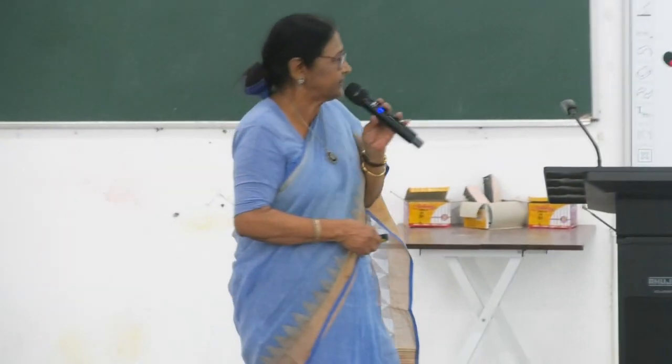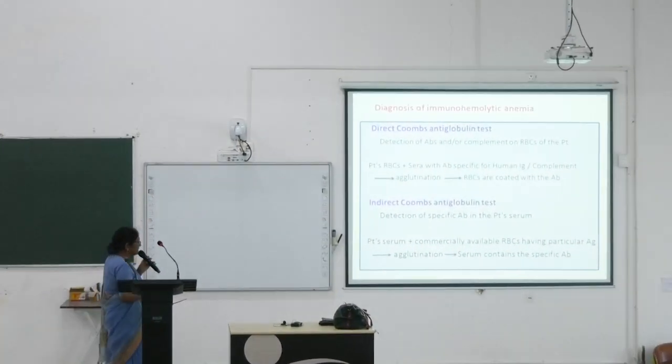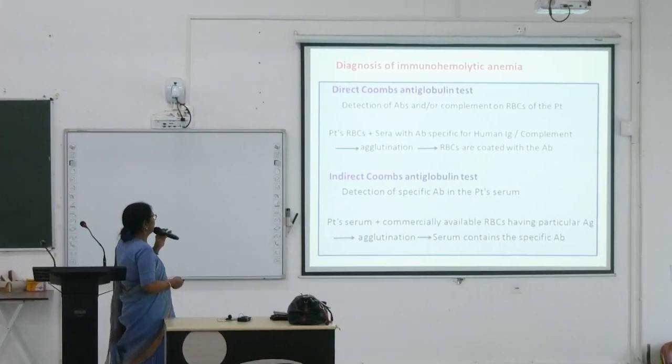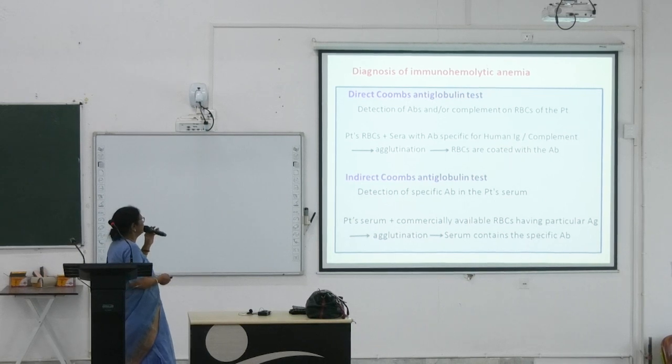Against that antigen, there will be agglutination, and we can conclude that the serum contains that specific antibody. So this is, in short, the diagnosis of the immune hemolytic anemia.